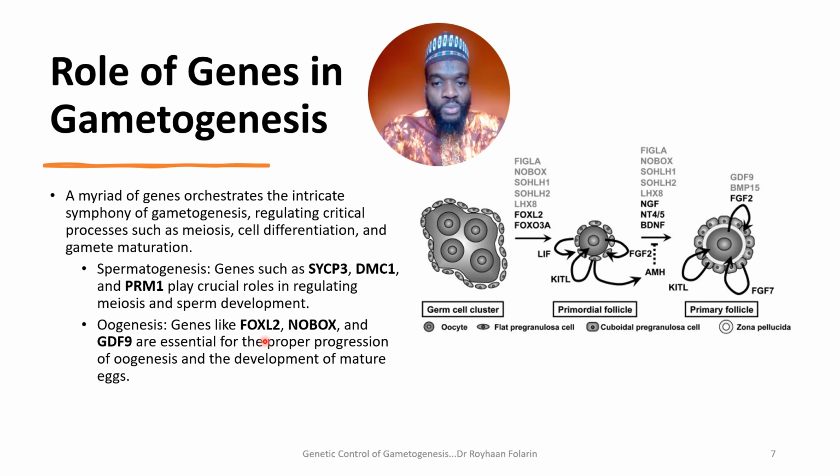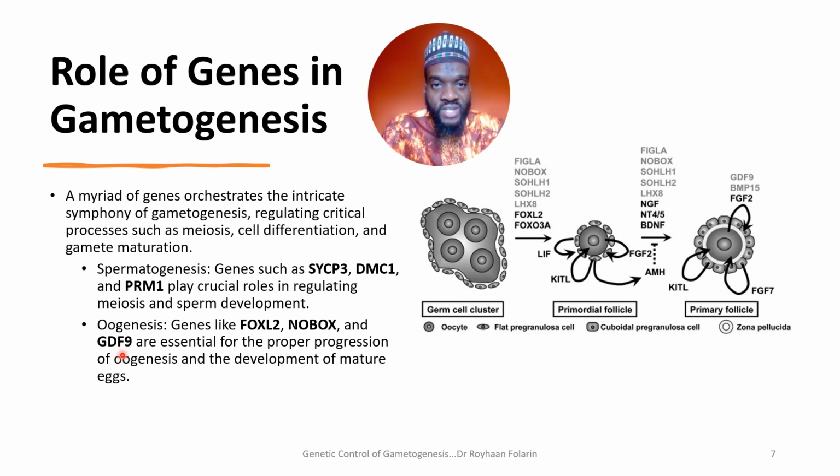We also have the NOBOX gene, which stands for newborn ovary homeobox. Okay, this is another gene that is crucial for the development and maintenance of the ovarian follicles. It's involved in regulating the expression of genes that are necessary for the development of the egg. So all of these genes are quite essential for proper progression of oogenesis and development of mature eggs.